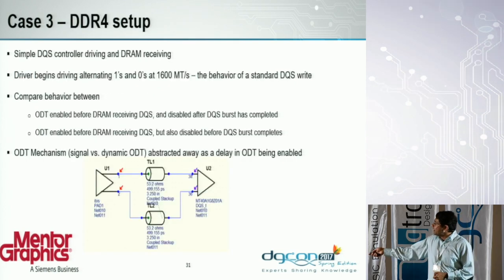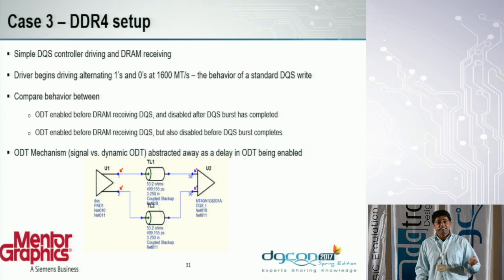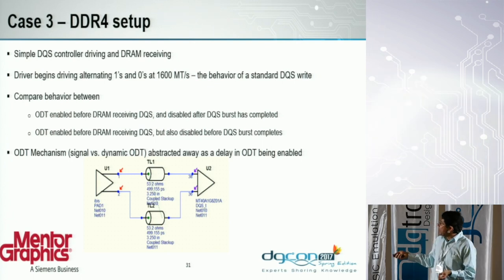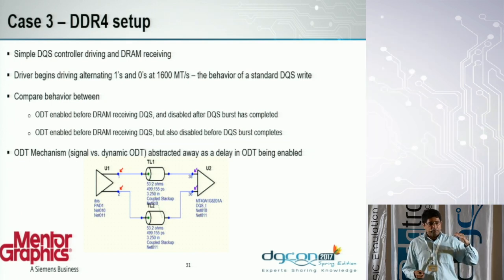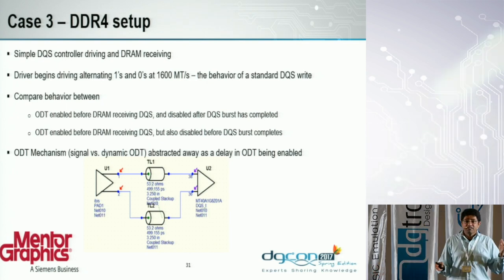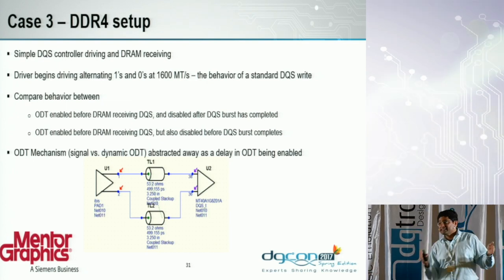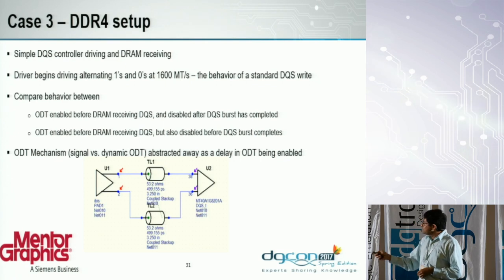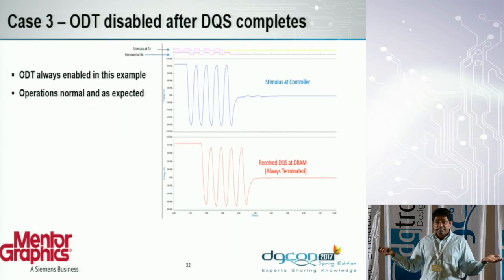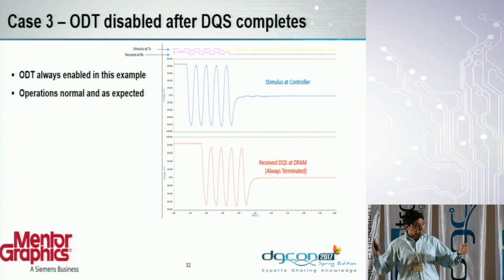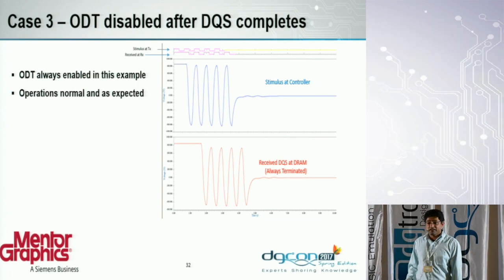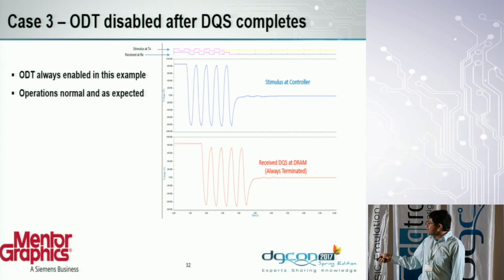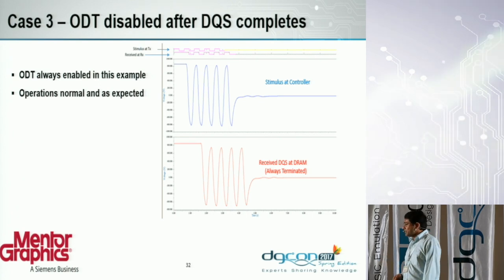We're going to take the same kind of situation, 1600 megatransfers per second, and see what happens when the ODT happens where it's supposed to and gets disabled where it's supposed to. Then we're going to see what happens when ODT happens a bit early and gets disabled a little bit early. Nothing to see here. It happens when it's supposed to, it gets disabled when it's supposed to, you get a nice clean ringing. So this is the stimulus we're giving at the controller. You get a nice clean receiver stimulus as well.